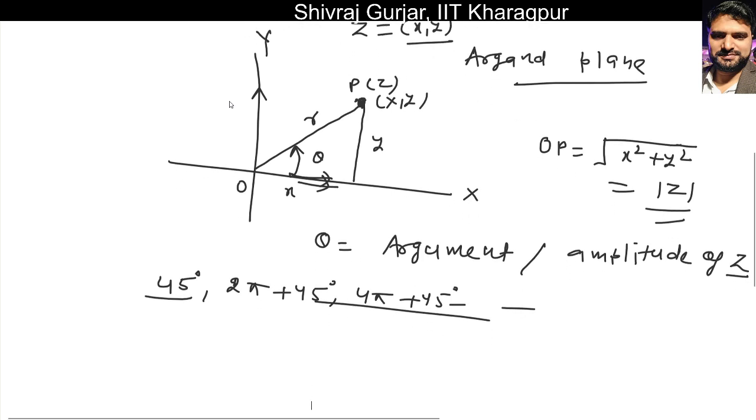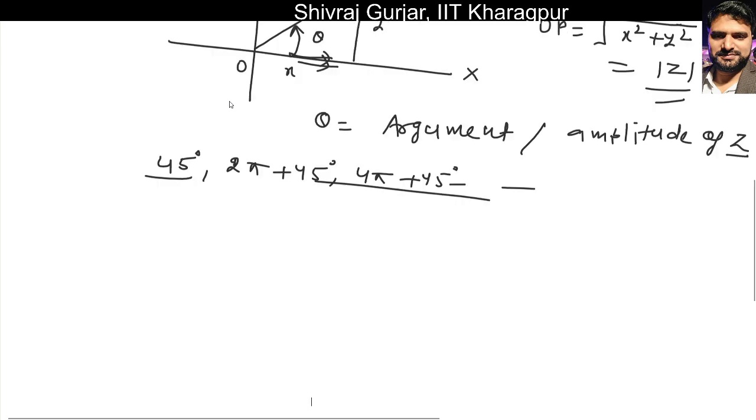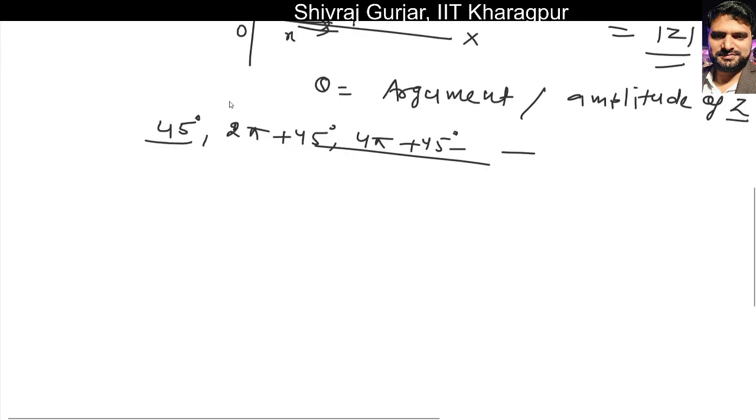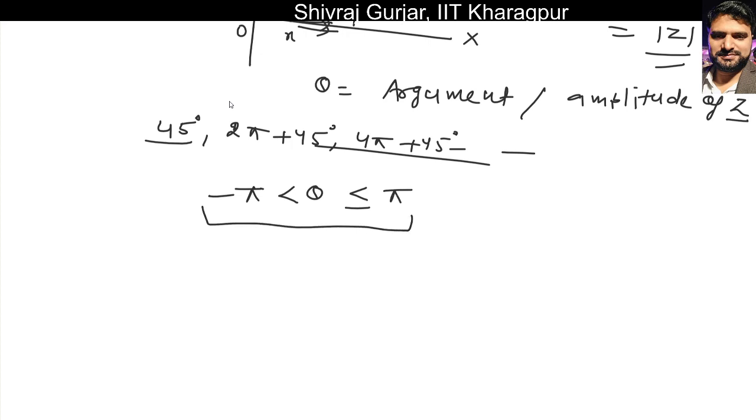ओके, सो इस थीटा की वैल्यू को हमें यूनिक बनाने के लिए थीटा पे रेस्ट्रिक्शन इम्पोज करना होगा. So we impose a restriction on theta that this theta should lie between minus pi and pi. Here pi is included, minus pi is excluded. Then that value of theta which obeys this restriction is known as the principal argument or principal amplitude of complex number z. Okay.